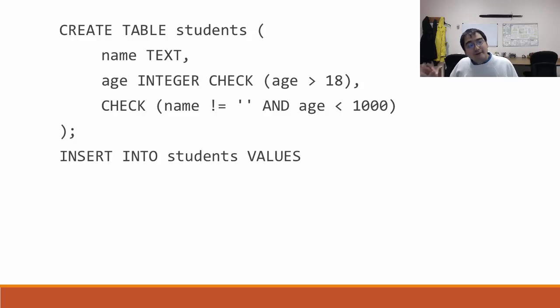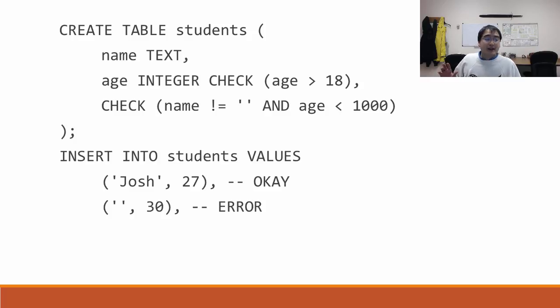Well, it's fine until we try to start inserting values in. So if I try to insert Josh, who's 27, is that okay? Yeah, it passes the integer check. Age is greater than 18. It passes the name check. Name is not empty. And it passes the 27 is less than 1,000 years old. So we're okay. This is a value that can be inserted into the database.